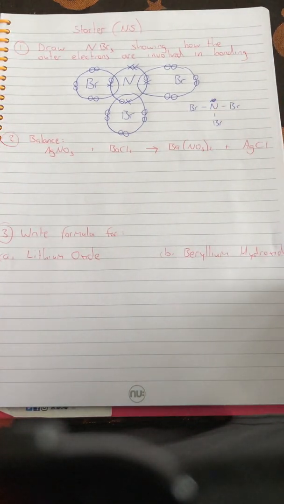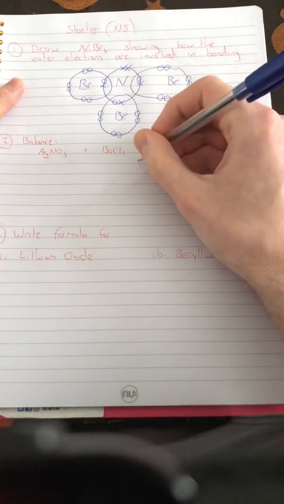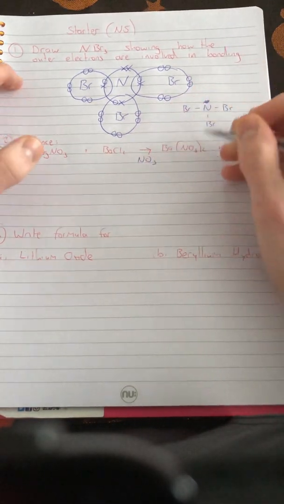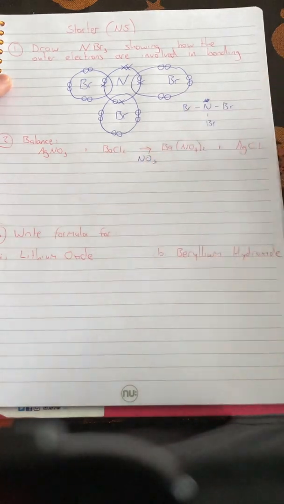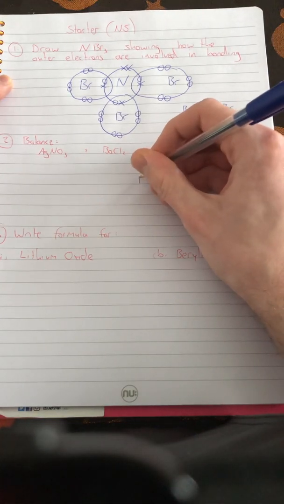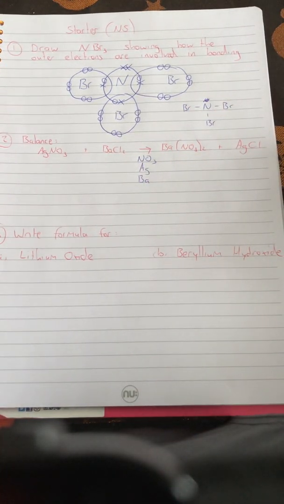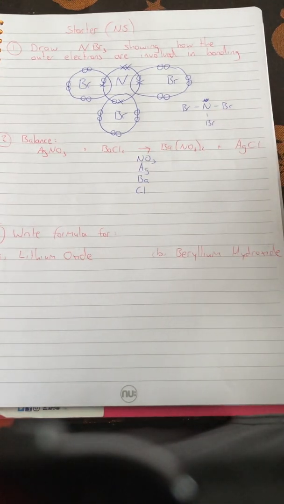Right, question 2, balance this equation. Again, remember what I said, we balance our group ions first. Do we have a group ion? Yes, we do. NO3 on both sides. Then we balance the metals. We've got 2 metals, we've got Ag, and we've got barium. It doesn't matter which one you put first. Then we balance our non-metals, which we have as chlorine, and next we balance our hydrogens or oxygens, but we don't have any, so we don't need to balance them.